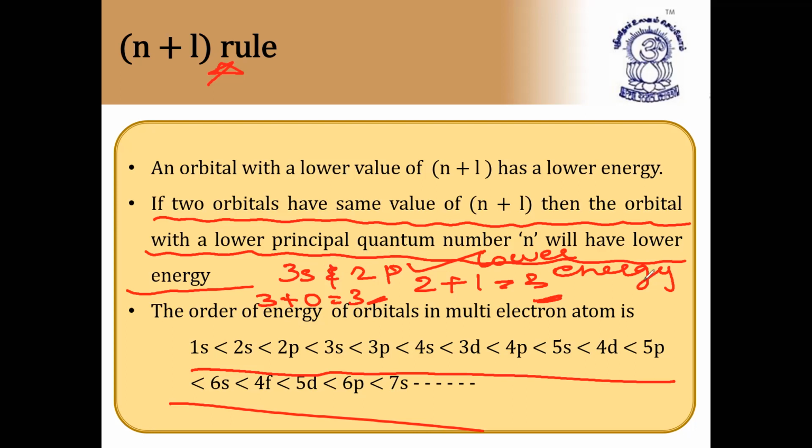So this energy level diagram is most important. If you don't know this energy level diagram, you cannot write the electronic configuration properly. And if you don't write the electronic configuration properly, you will get wrong properties. Many questions are based on electronic configuration. What are the different types of questions based on electronic configuration? We'll discuss that later when it comes. Now, I hope this is clear for you. This is called the n plus l rule.